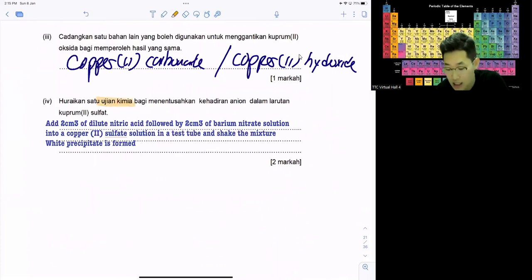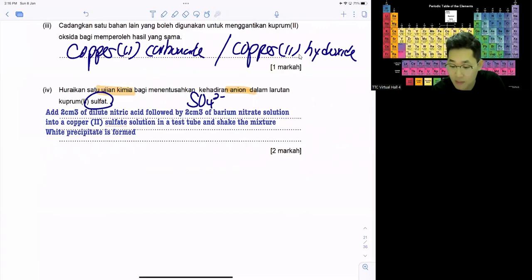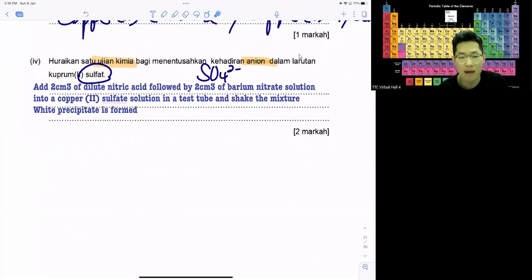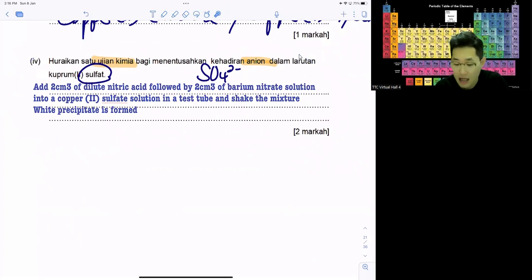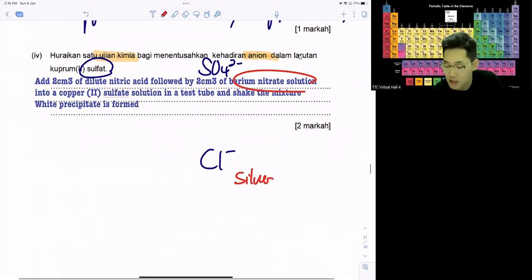Okay, then anion test. Anion is negative ion. In the copper 2 sulfate solution, they want to test the sulfate ion. This one we also did in class already. It's something that you have to memorize. So I'm not going to do anything here. You just memorize for sulfate. And then if they want you to test for chloride, you will do the same thing. I write the exact same sentence, but here you use silver nitrate solution instead.